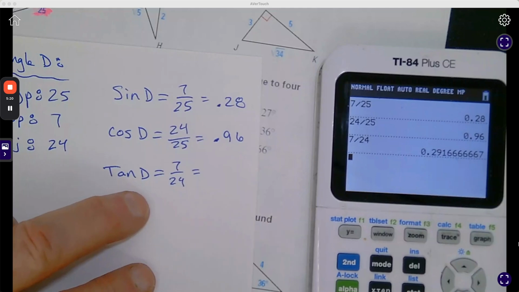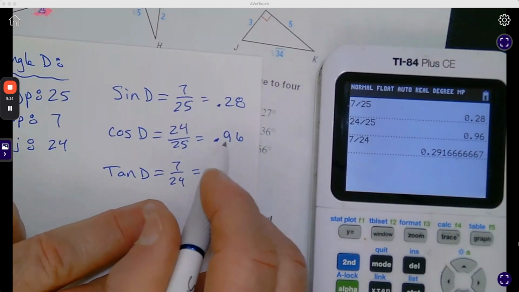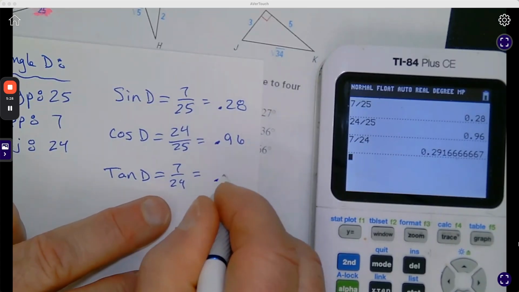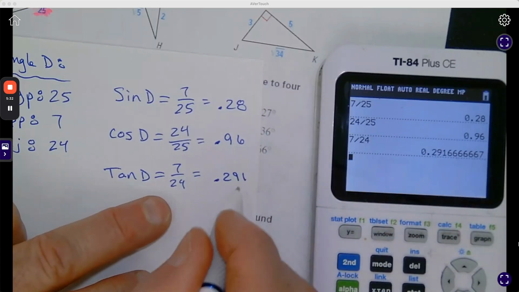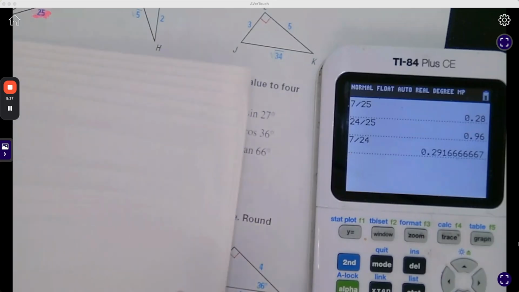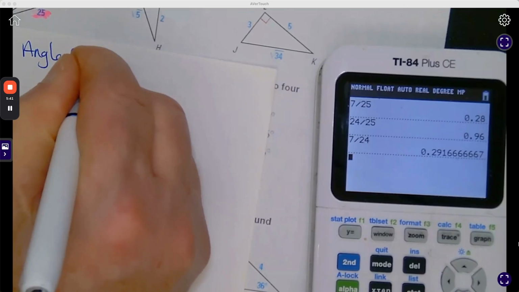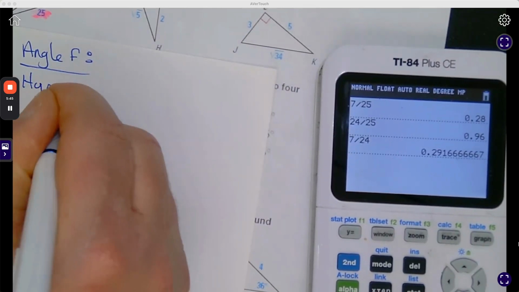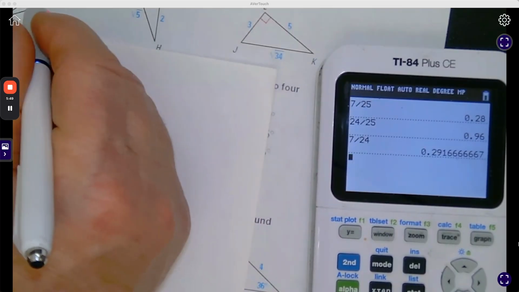Oh, 2.9. I was way off. 2.91. Why did I think that? Oh, yeah, it should have been greater than that, not less than that. Then you've got to round that to 4 decimal places. Okay, moving on. Angle F. The hypotenuse doesn't change. The hypotenuse is 25. Opposite is 24, right? Across from it.